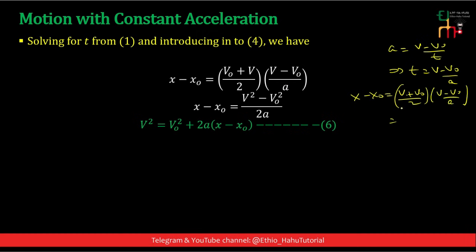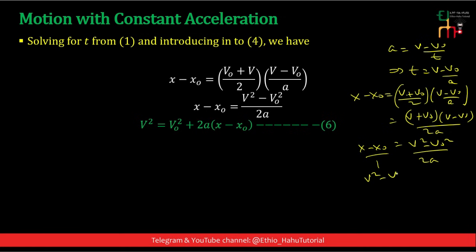This is equal to, the numerator part is the difference of two squares, (v plus v0) into (v minus v0), divided by 2a. This is equal to (v squared minus v0 squared) divided by 2a, which is equal to x minus x0. Therefore, v squared minus v0 squared is equal to 2a times (x minus x0).